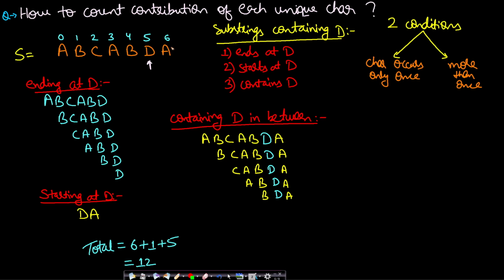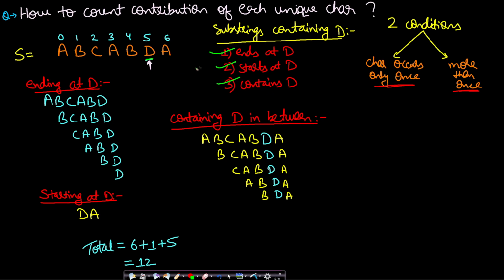Now given a string, a single character can either occur once or be a repeating character, right? So let's first solve for a non-repeating character. In this entire string you will see that D is not repeating, it is a unique character. So if you are talking about the contribution made from D, then we have to include all those substrings which contain D. The cases which can arise can be a substring ending at D, a substring which starts at D, or a substring which contains D somewhere in the middle, right?